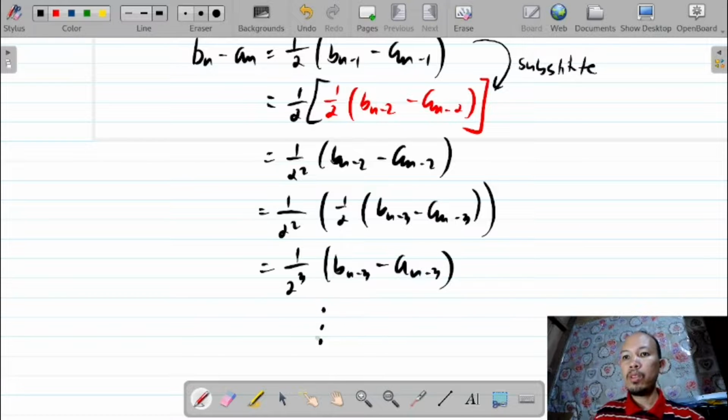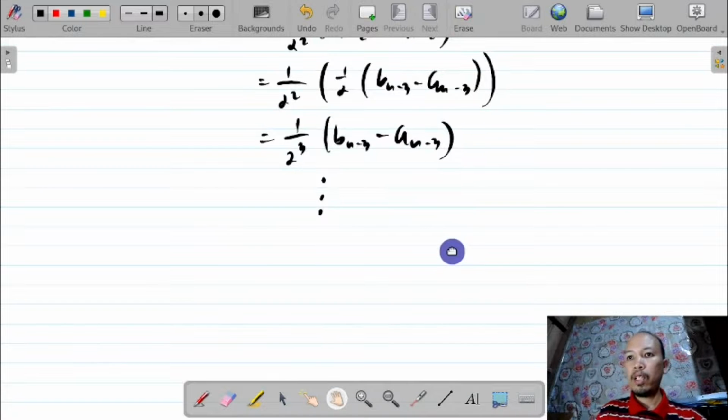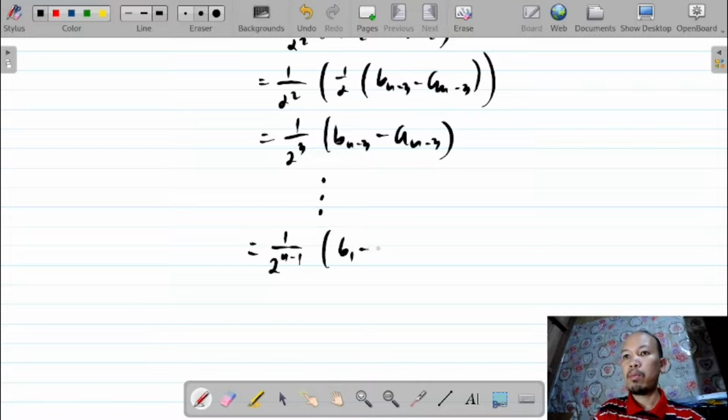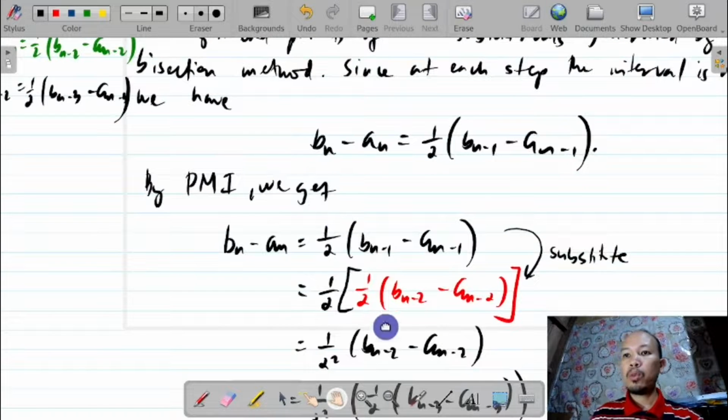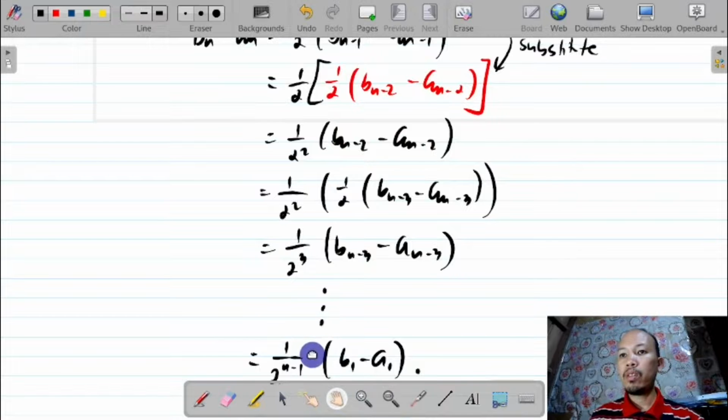If you continue, you will arrive at, so this is PMI, principle of mathematical induction. You have 1 over 2 to the n minus 1, up to b sub 1 minus a sub 1. Okay, that will be the ending. If you don't believe it, then just try to plug in some values like n is equal to 5, and then try to substitute if this formula is correct.